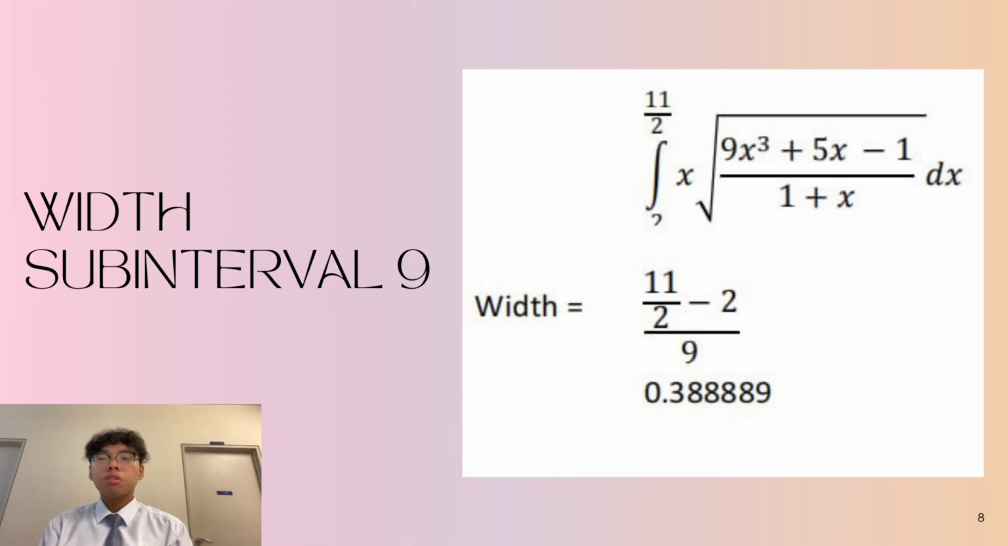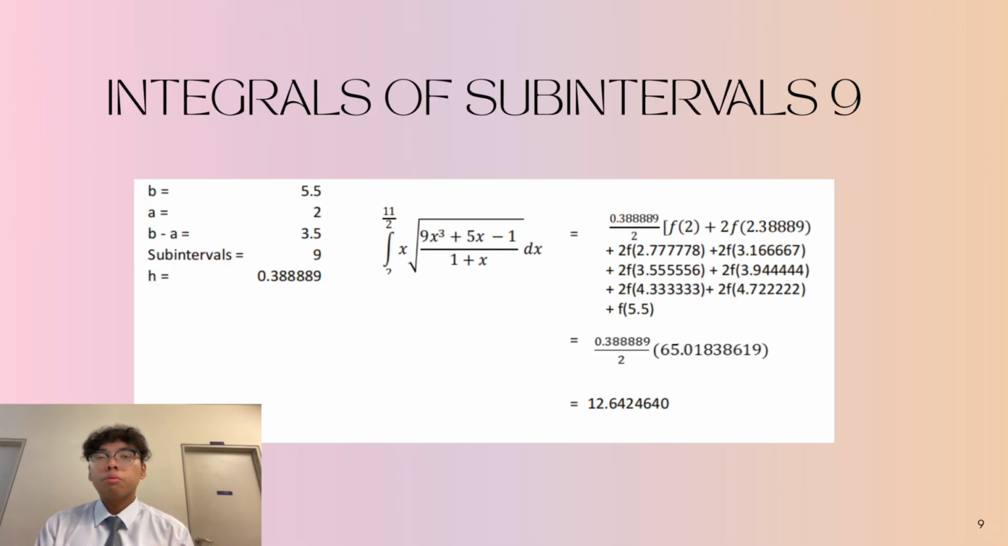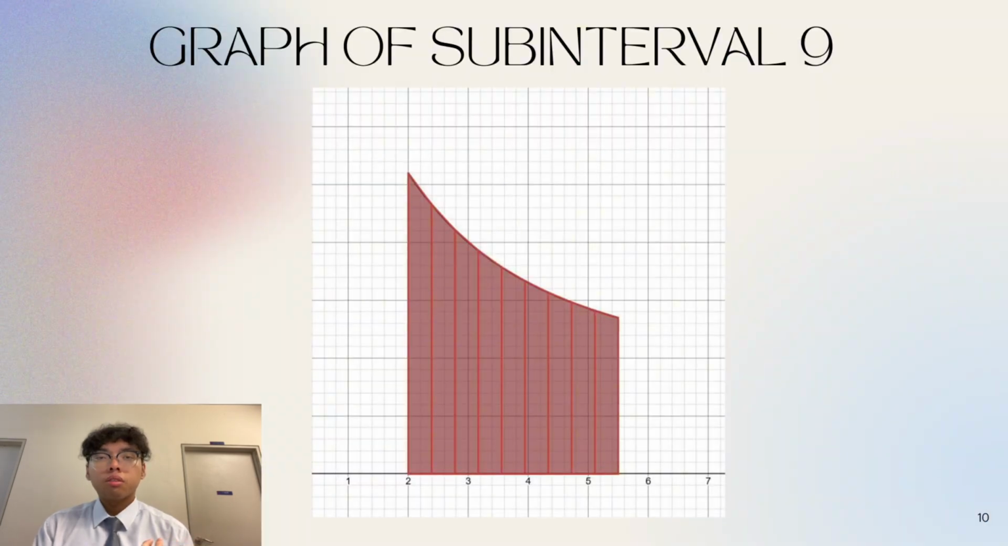So now we will do it for 9 sub-intervals. We repeat the same steps as for 5 sub-intervals, where we need to find our h value first. So 11 over 2 minus 2, divided by 9, and we got 0.388889. Next, the sum of coefficient multiplied by f(x) is 16.501838. After that, we substitute the value into the formula, and we got the area is 12.6424640. And this is the graph of interval 9, which has 9 trapezoids under the graph.